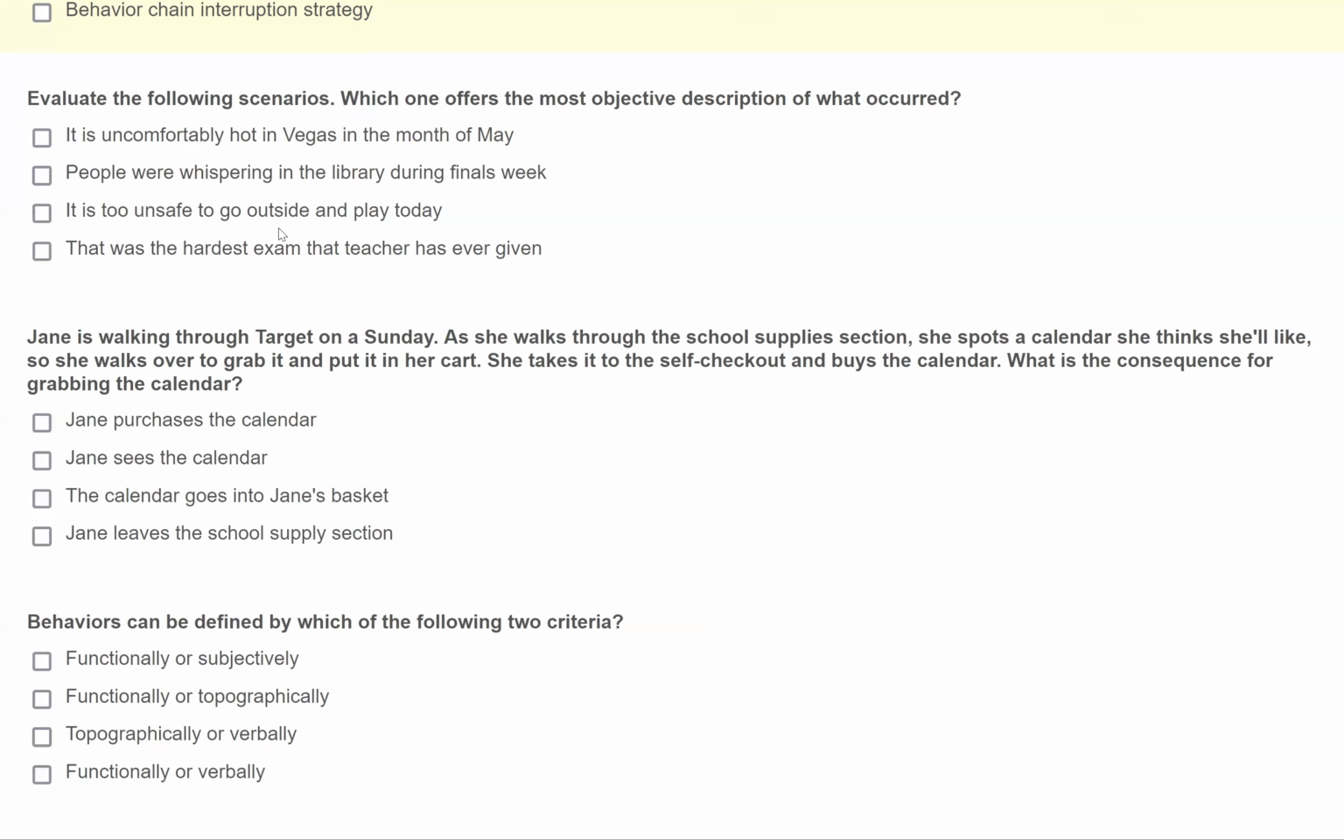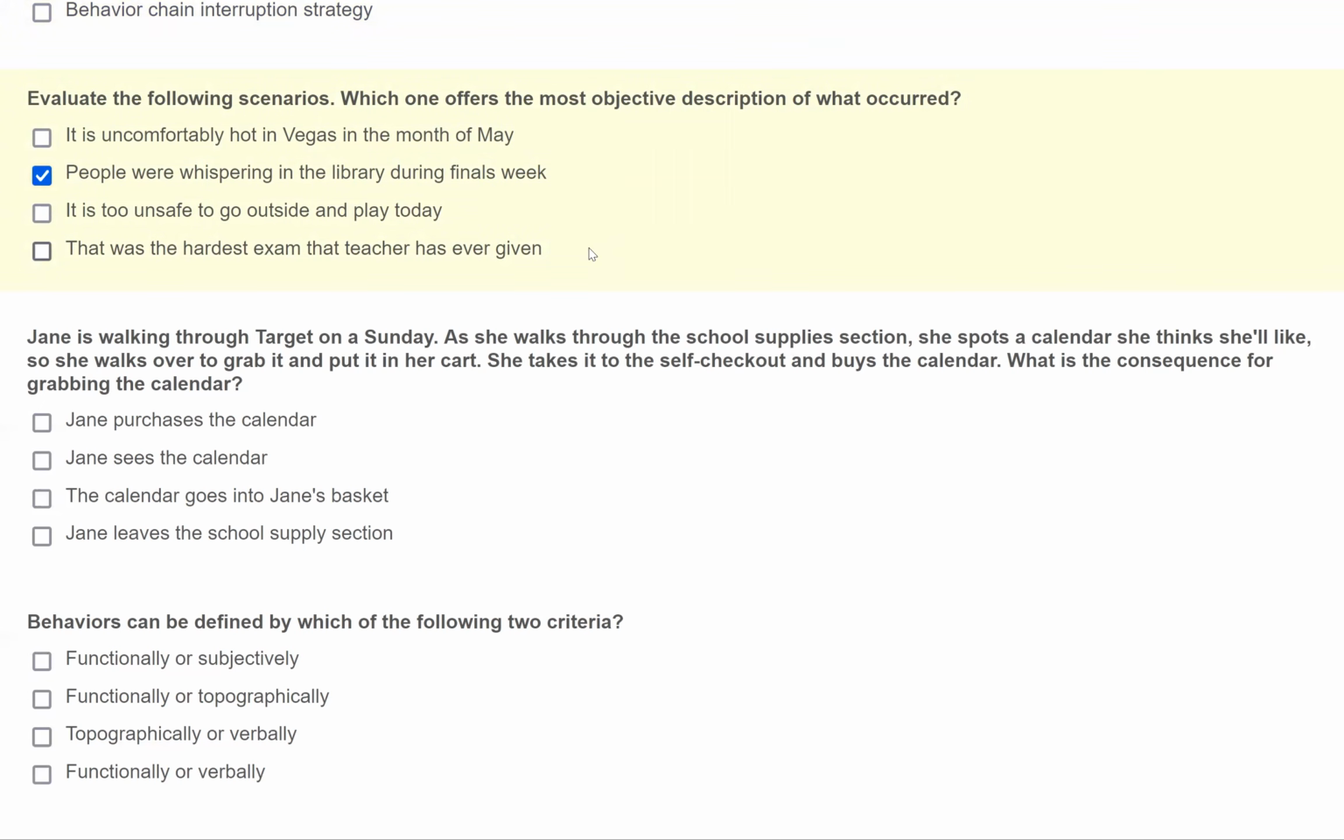C, it is too unsafe to go outside and play today. Well, if you're an overprotective parent, you might believe it's too unsafe. If you're a 10-year-old boy, you might not. Okay. Too unsafe is subjective. And then D, that was the hardest exam that teacher has ever given. If you failed the exam or you took a long time, you might feel one way. But what if you aced the exam? What if you thought it was extremely easy? Hardest is subjective. So the most objective description is going to be B. People were whispering in the library during finals week.